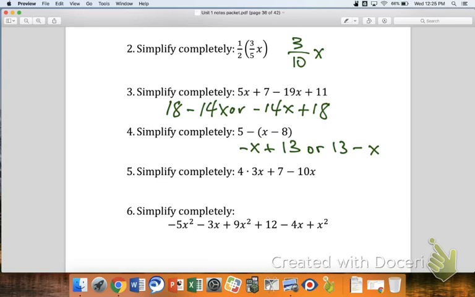Number 5, couple steps here. 12x plus 7 minus 10x. When I add my like terms, I get 2x plus 7, or 7 plus 2x, same thing.